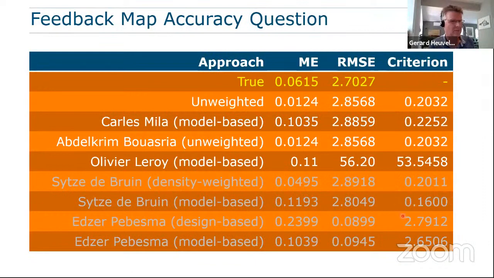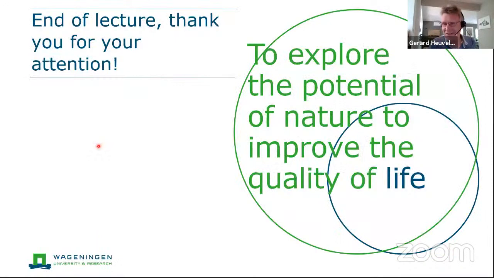In fact, this is a model-based approach, similar to what Carles did, and also Olivier, and also Etzer. But maybe Sietse took more time. He also had more time; I had shared the exercise with him a few weeks ago. So he got the best, but they're out of competition. So I think for me, Abdelkrim is the winner. Okay, that's it. Thank you.